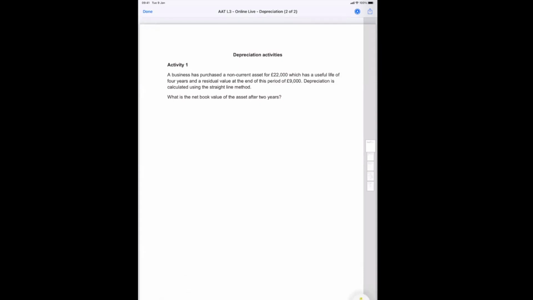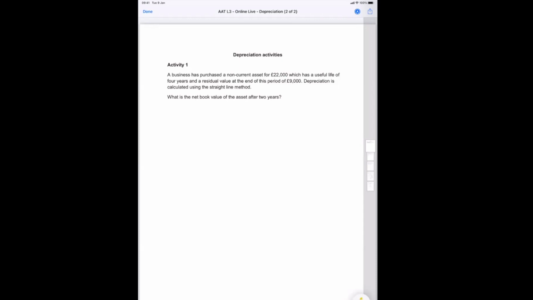Let's look at an activity here. A business has purchased a non-current asset for £22,000, which has a useful life of 4 years and a residual value at the end of this period of £9,000. Depreciation is calculated using the straight line method. What is the net book value of the asset after 2 years?